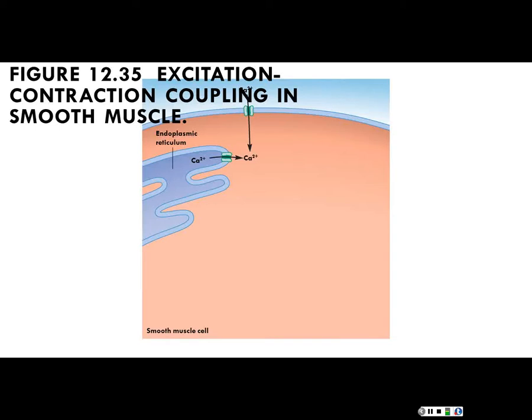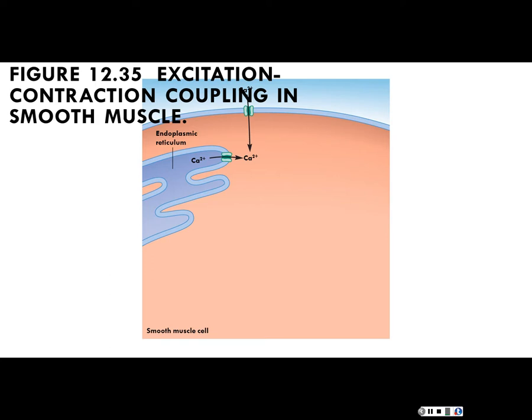What I want to do is just take a brief step back to review excitation-contraction coupling in the smooth muscle. As you noted last time, there are some differences in smooth muscle versus skeletal muscle. You could even say simply, well, they're built differently, so they're going to operate differently. Even though they're both muscles, they're going to get excited differently and they're going to contract differently.